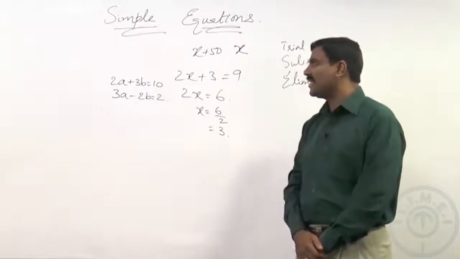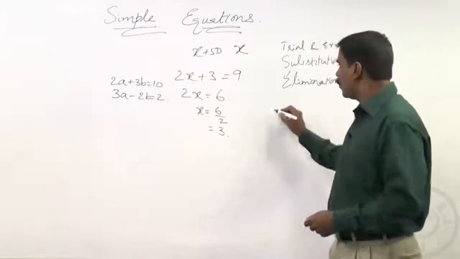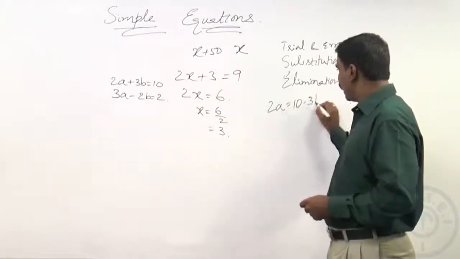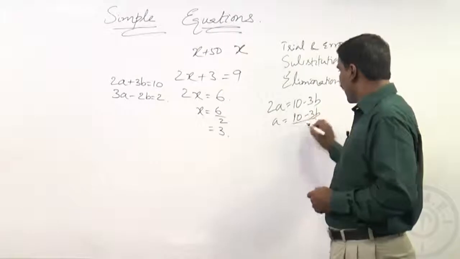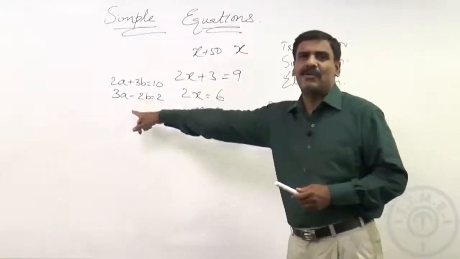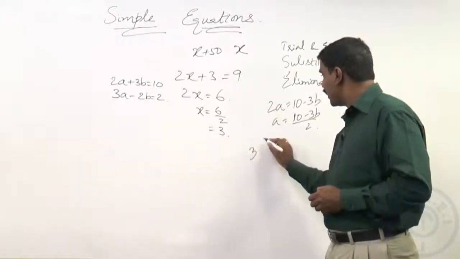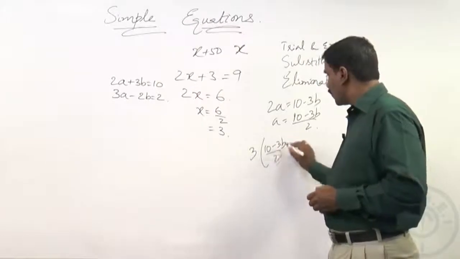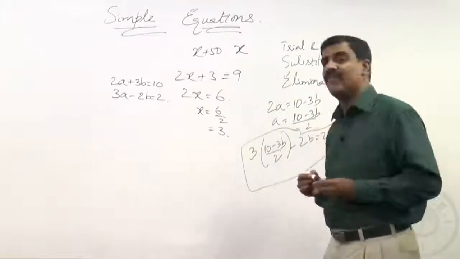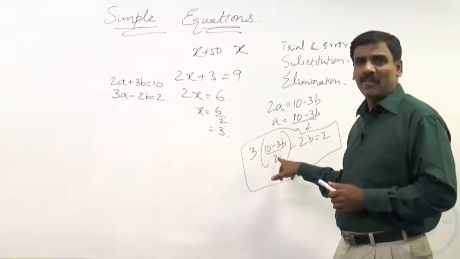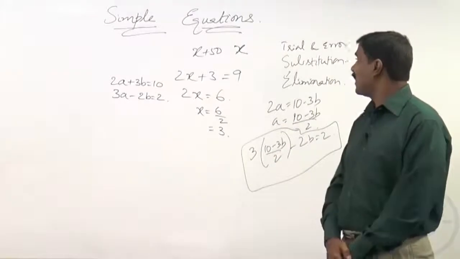And substitution is basically, from the first equation we can say 2a is equal to 10 minus 3b, right? Dividing by 2 on both sides, a is equal to (10 minus 3b) by 2. And if we substitute that a in the second equation, we can find the value of the variable b, because the second equation will now change to 3 into (10 minus 3b) by 2 minus 2b is equal to 2. If you are observing carefully, this is an equation only in terms of b. Solving this, we can definitely find the value of b. Once we know the b value, we can find a. These are basically trial and error and substitution.